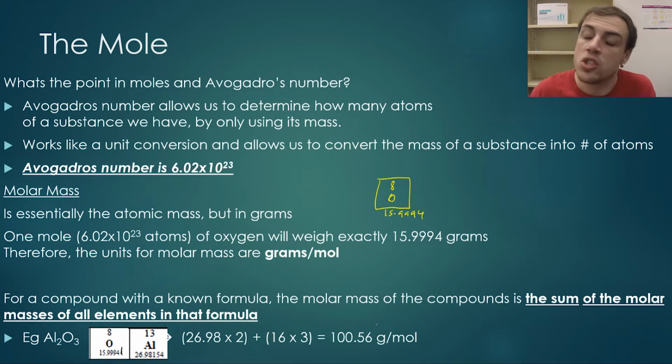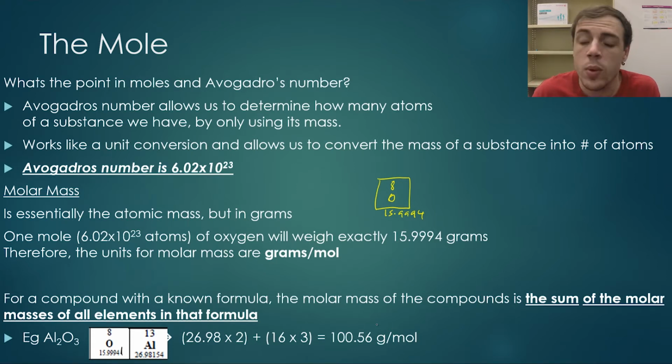So again, to translate that, it means that if we had precisely 1 mole of aluminium oxide, so if we had 6.02 times 10 to the power of 23 atoms of aluminium oxide, it would weigh precisely 100.56 grams.